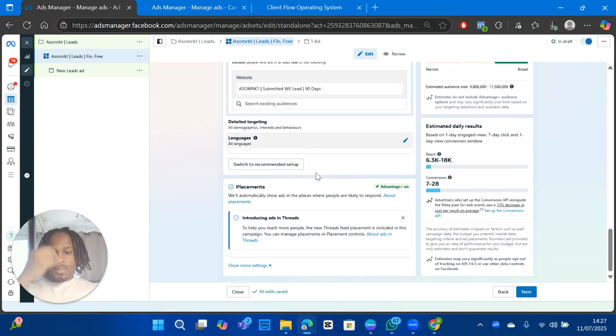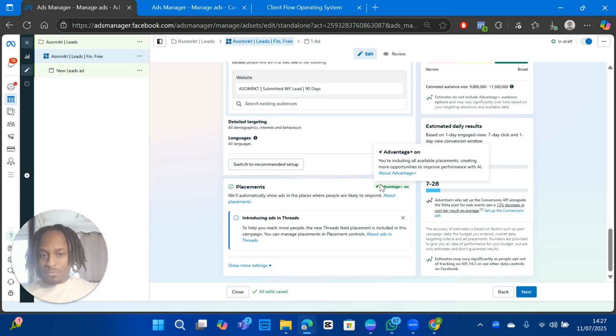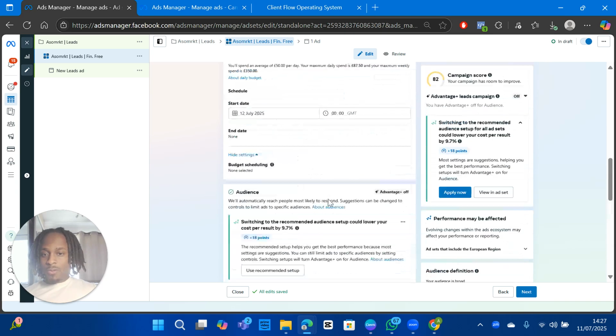So obviously, all languages, English. Placements: I keep this on and try not to touch it, unless the visuals of your ad are optimized for, let's say, just reels, then I would just have it on reels. But if the visual of your ad is optimized for all placements and can go on any placement, then I would have Advantage+ placements on.